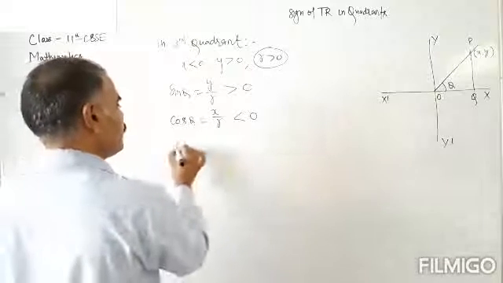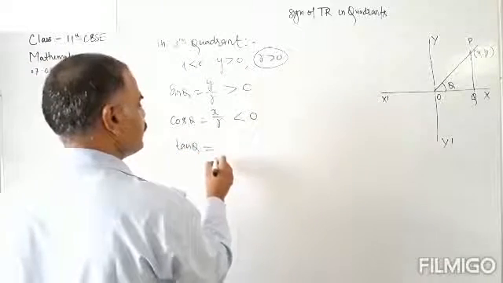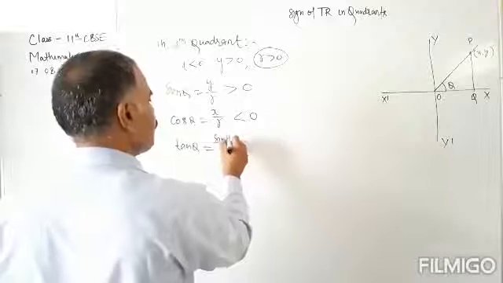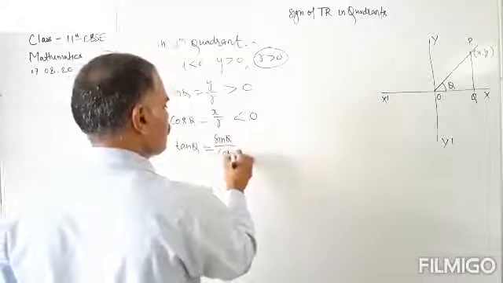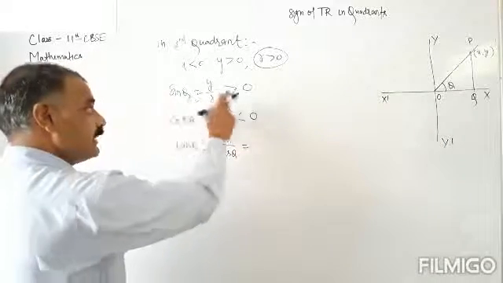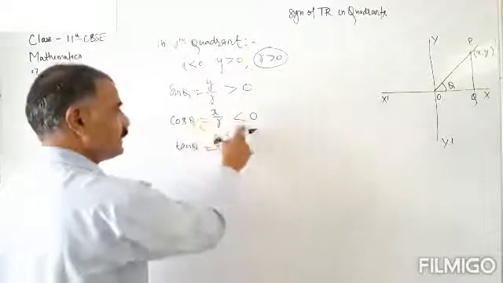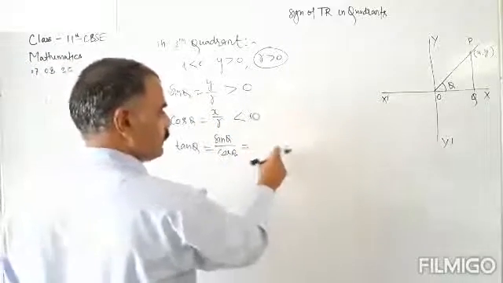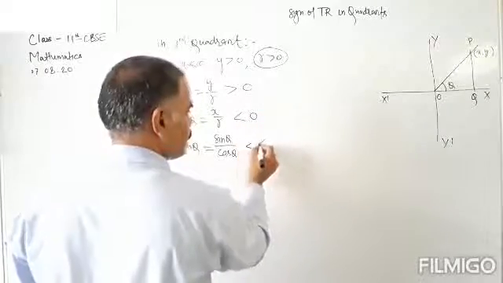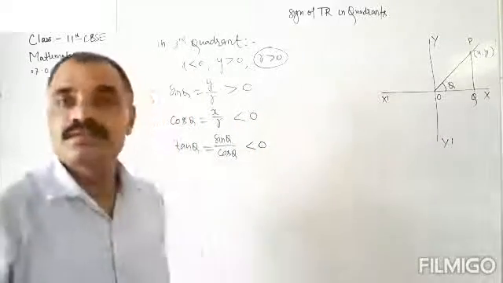Okay, now tan theta. Tan theta is equal to sin theta upon cos theta. Sin theta is positive, but cos theta is negative. Positive upon negative is equal to negative, so this is less than 0.